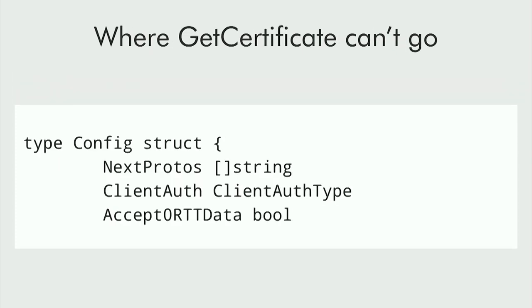However, there are things that get certificate still can't do, because there are things that are configured at the global config object level. For example, the next protocol, which crucially disables or enables HTTP2, which we might want to do on a website basis. The client authentication setting, which was important for the Caddy web server, because if you were enabling client auth for a single website in Caddy, it was enabled for all the websites you were serving from the same instance. And finally, of course, 0-RTT, which we really want to disable on a website basis.